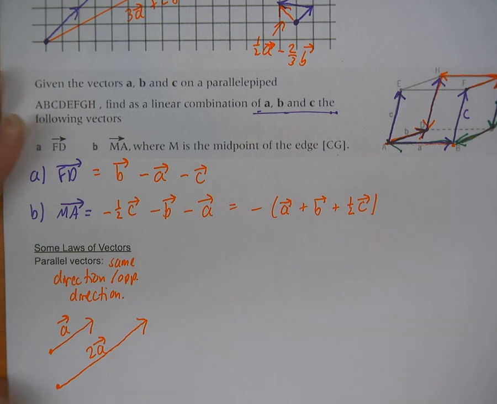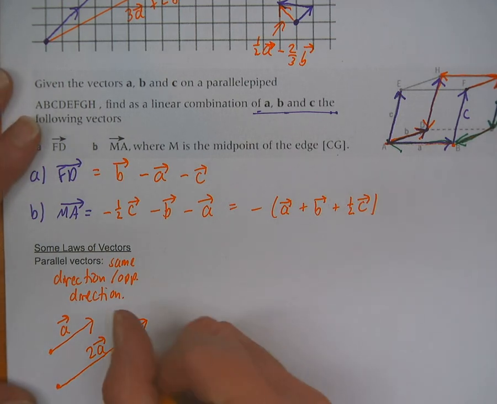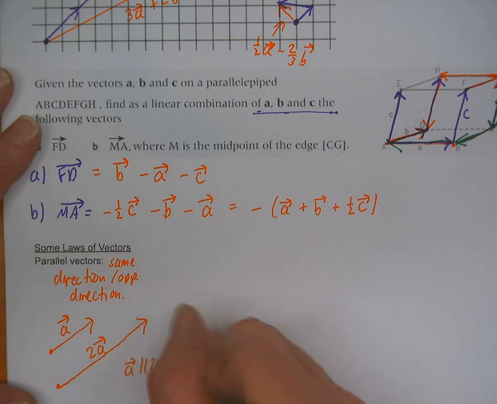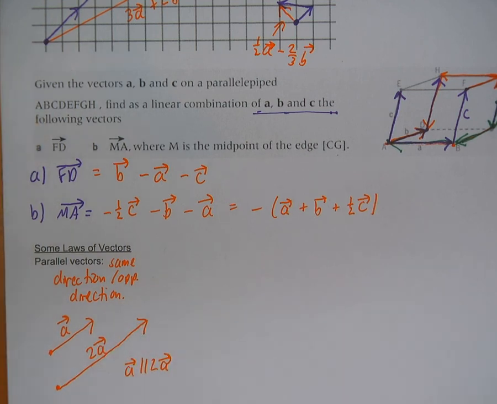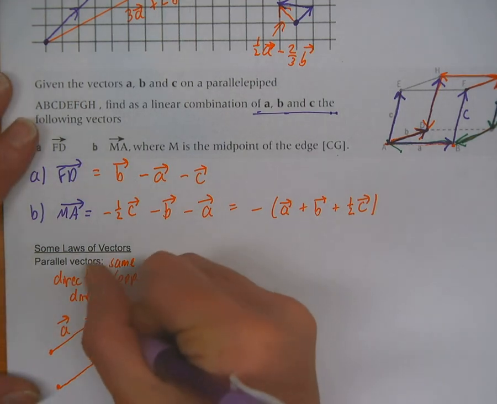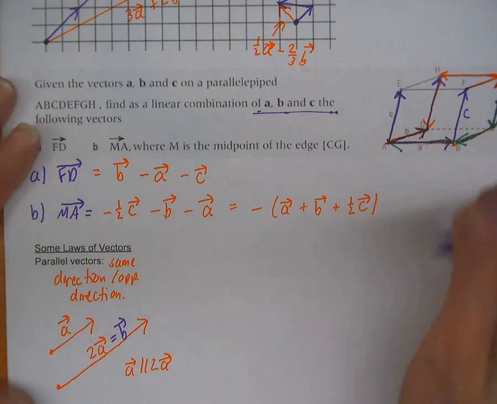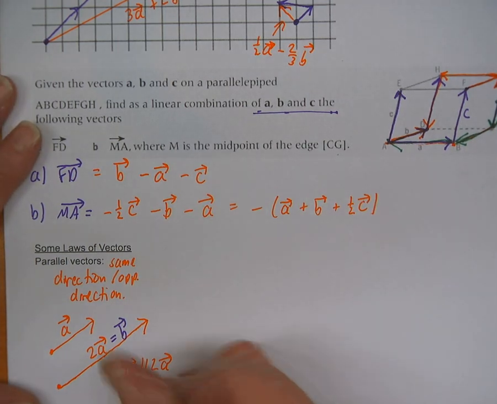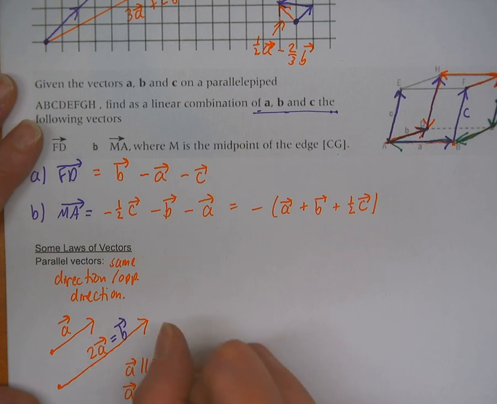these would be considered parallel vectors. A would be parallel to 2A. You're like, wouldn't A always be parallel to 2A? Yes, it would. But let's say that we gave it a different name, like B. Instead of calling this other one vector 2A, what if we called it vector B? We could then say vector A is parallel to vector B.